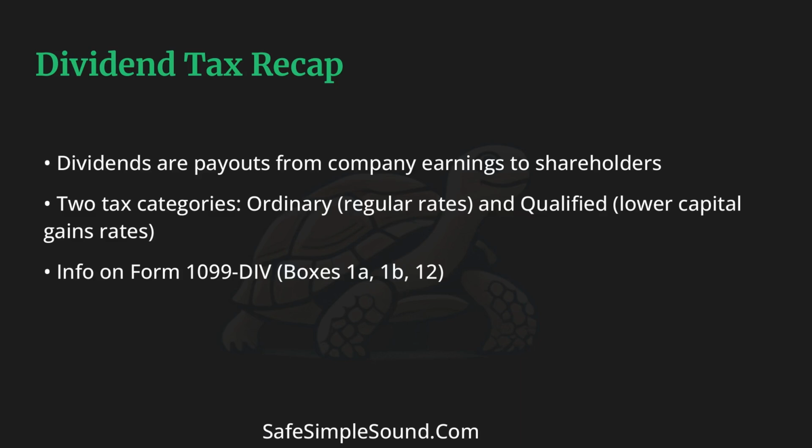to you. So, to recap this segment, dividends are payouts from company earnings to shareholders. They primarily fall into two tax categories: ordinary dividends, taxed at regular rates, and qualified dividends, taxed at lower capital gains rates. You'll find all this information neatly summarized on Form 1099 DIV, particularly in Boxes 1A and 1B, which clearly separate the total ordinary from the qualified portion, and Box 12, which flags any tax-exempt dividends.